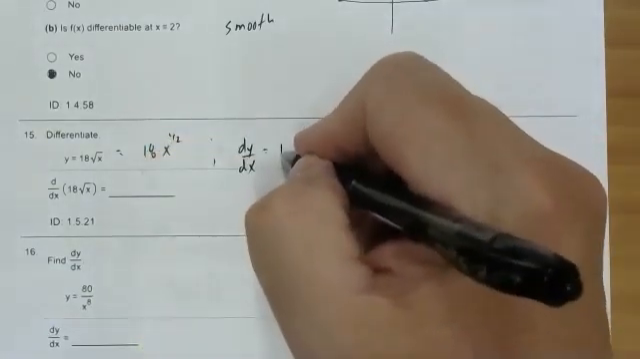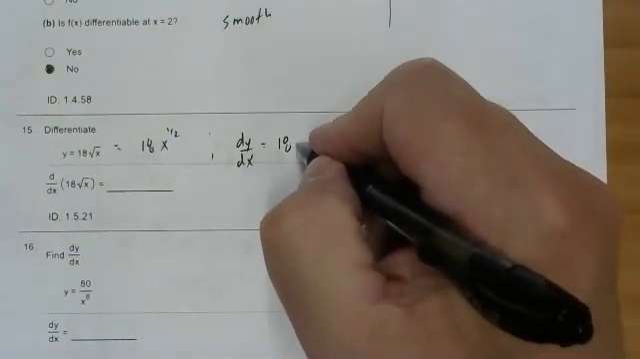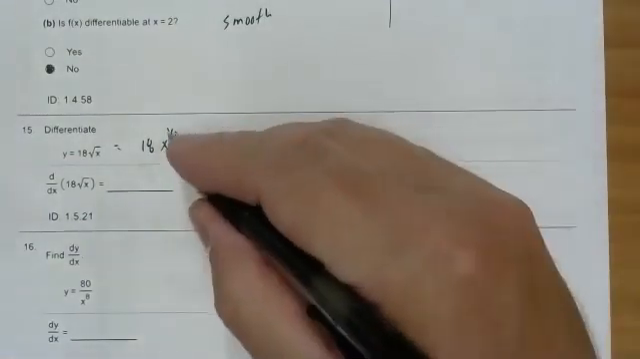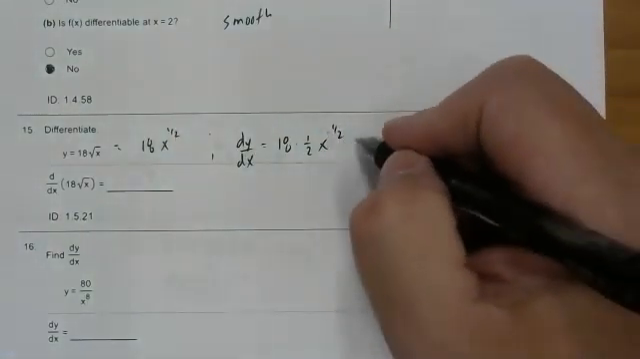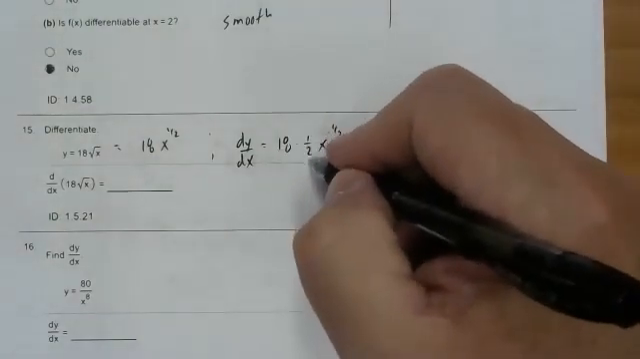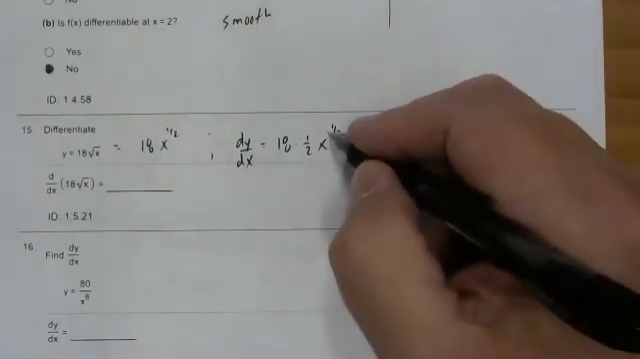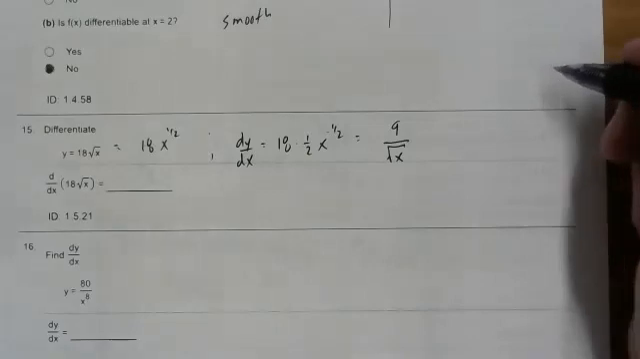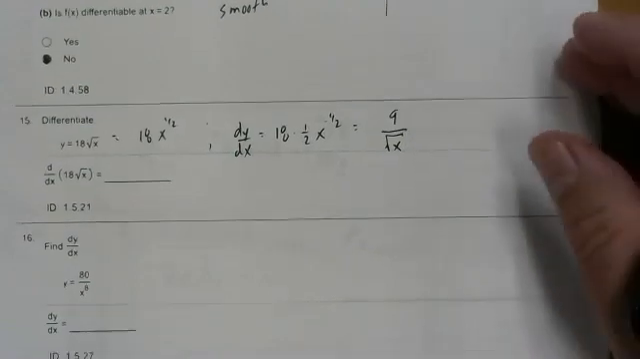The derivative: 18 is a coefficient. You bring the 1/2 down front, and then you subtract 1 from the original exponent, which leaves it negative 1/2. So 18 times 1/2 is 9. This x to the negative 1/2 goes on the bottom, and maybe just for fun, I'll go back and call it 9 over square root of x. And that is correct.